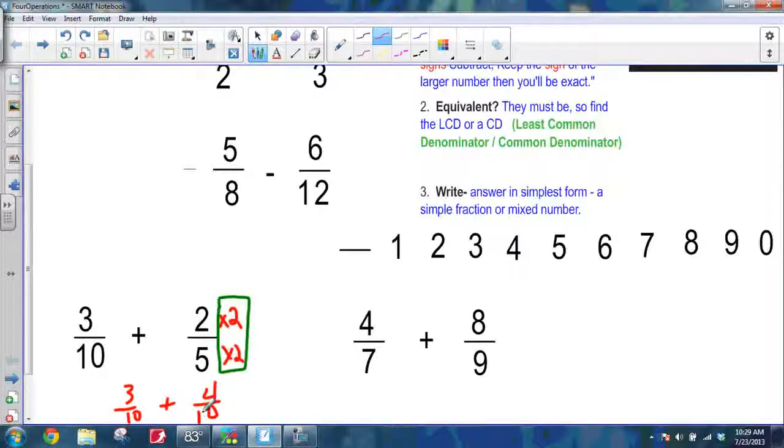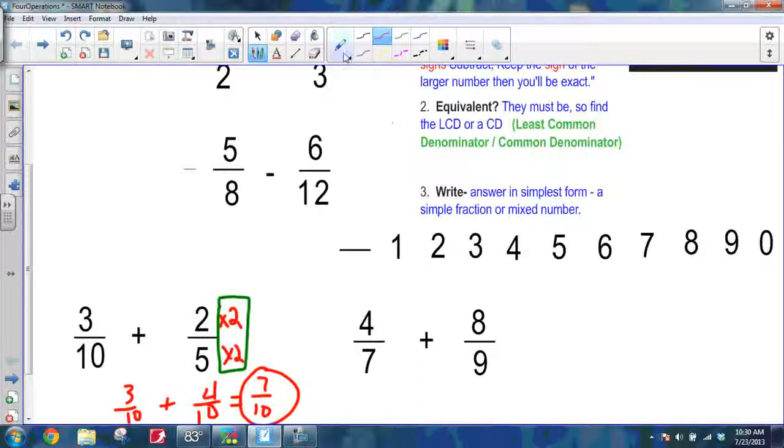Now that we have the same denominators, or the same size pieces, we can count all the same size. So 3/10 plus 4/10 is 7/10. And this is already simplified, so this is our correct answer. Let's move on to the last problem.